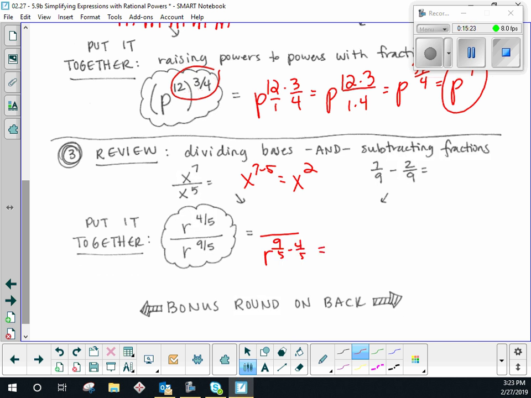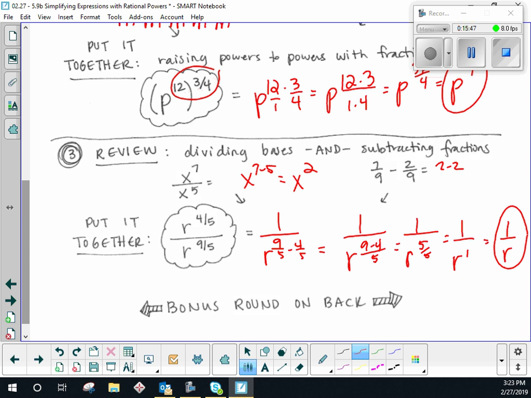What's going to be on top, though, if there's no more r's left? 1, right? And so it's 1 over r to the 9 minus 4 over 5, which is 5 over 5. What is 5 over 5? 1. See, we did it. I told you. We'll pick up with the bonus problem for warm-up tomorrow.